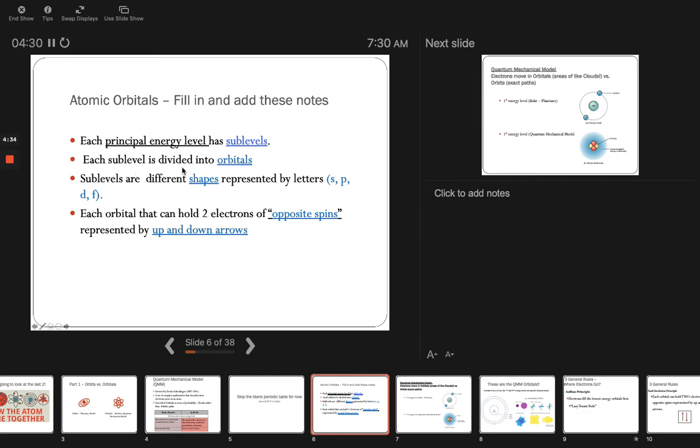Now, each sublevel is divided into orbitals, into these particular representations of space where the electrons would probably be. These sublevels within the principal energy level are different shapes, and when we're really trying to tell people where the electrons are, we represent these different kinds of orbitals and their different shapes by letters: S, P, D, and F. Now, each one of these little orbitals that are in a sublevel, that are in a principal energy level, see how much more complicated this is, can hold up to 2 electrons of opposite spins, and they are represented by up and down arrows.